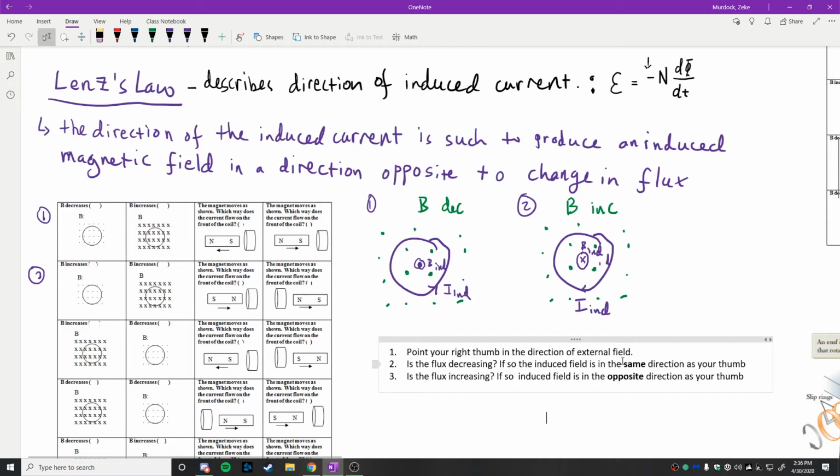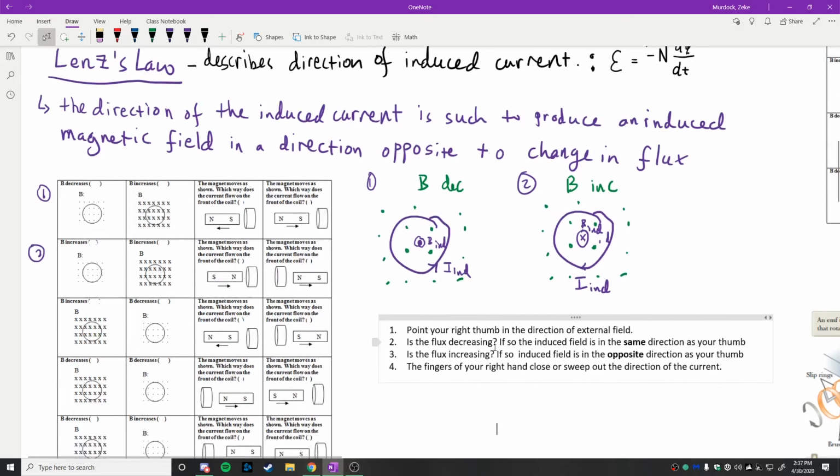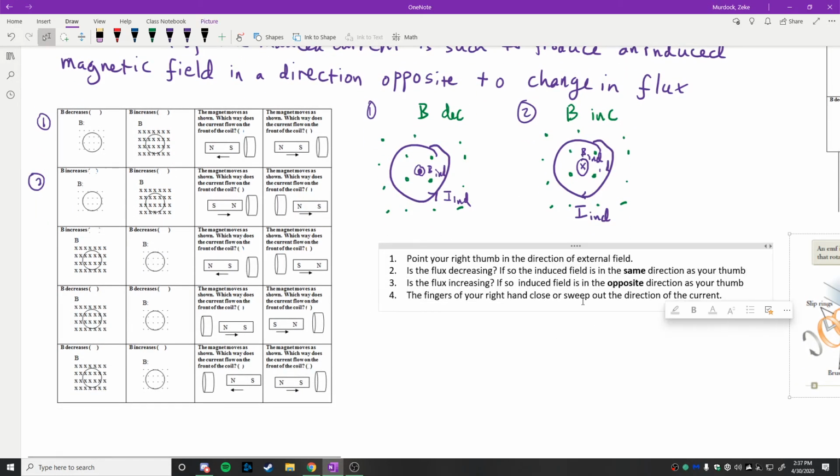You point your right thumb in the direction of the external field. If the flux is decreasing, then the induced field is in the same direction as your thumb. That's like this one, right? And if it's increasing, the induced field is in the opposite direction of your thumb. You just flip your thumb around. And then the fingers of your right hand, the reason why you do this with your thumb, are going to sweep out the direction of the current. Does that make sense? That's Lenz's law. That is it right there.